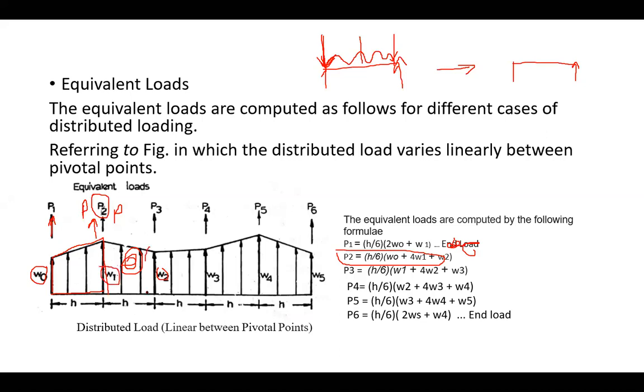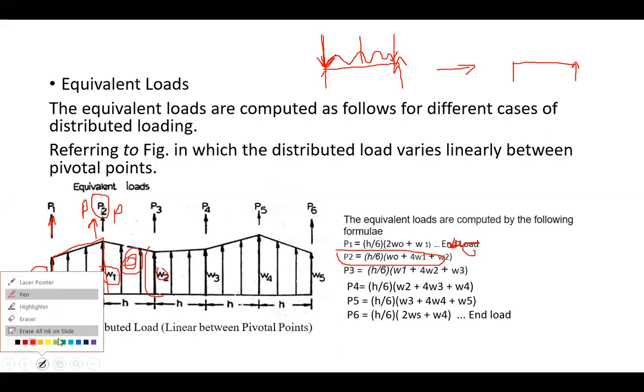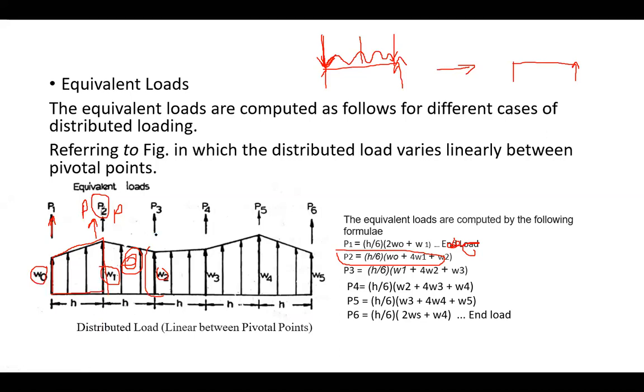Next, if you want to calculate P3, I'll annotate with blue color. For calculation of P3, we need to consider two portions of the UDL. One portion and this is another portion, out of which this is the starting ordinate, this will be the ending ordinate and this will be the middle ordinate. So P3 will be equal to H/6 into the starting ordinate W1, plus 4 times the middle ordinate, plus 1 times the end ordinate. That way you will calculate the equivalent joint loads, as given by Newmark.